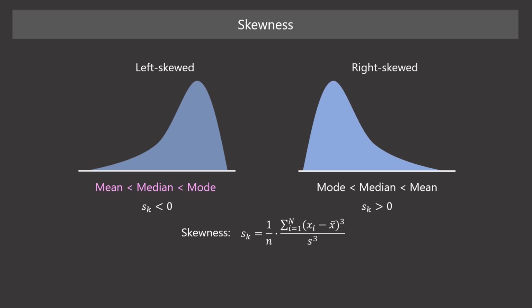In left-skewed data, the mean is less than the median, and they are both less than the mode. In right-skewed data, the mean is the largest, and the mode is the smallest. Skewness is a metric that represents how asymmetric data distribution is. If the skewness is positive, the data is right-skewed, and if the skewness is negative, the data is left-skewed.